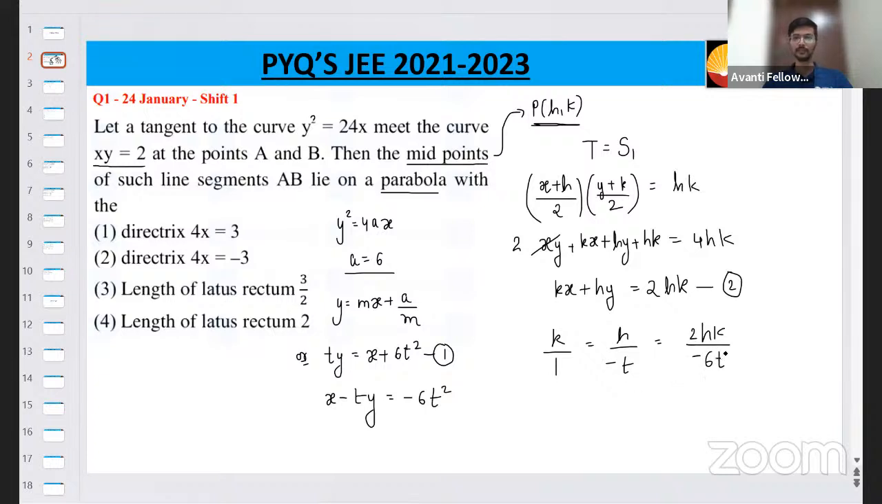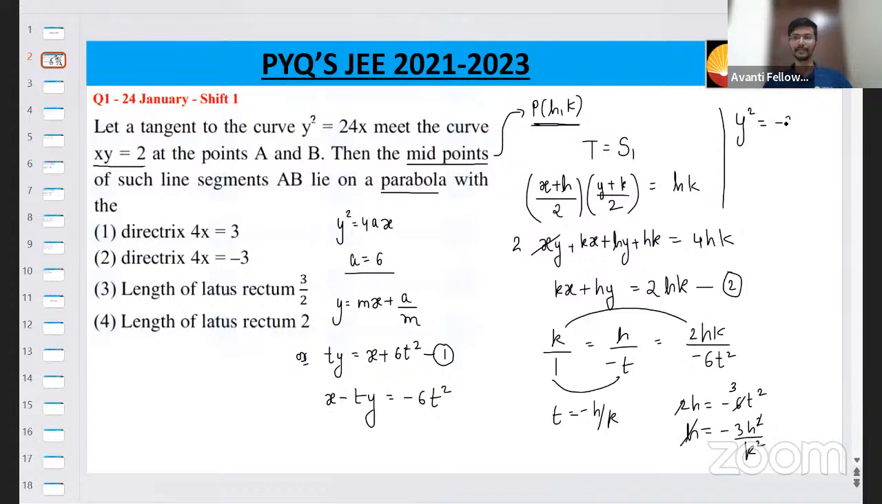Now what? We have to just eliminate the parameter which is t. So from here we'll get t is equal to minus h by k. And from here, if we equate these two, k and k will get cancelled. So 2h will be equal to minus 6 t square. 2 ones are 2, 3 twos are 6. So h is equal to minus 3 into t square, that is h square upon k square. You can cancel out one of the h. So we replace h by x and k by y, and we'll get y square equals to minus 3x.